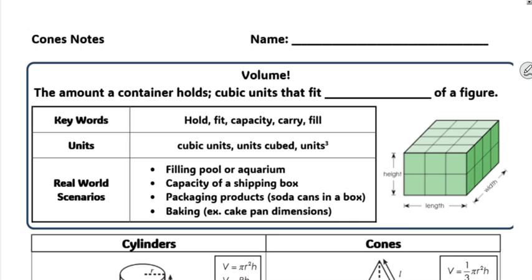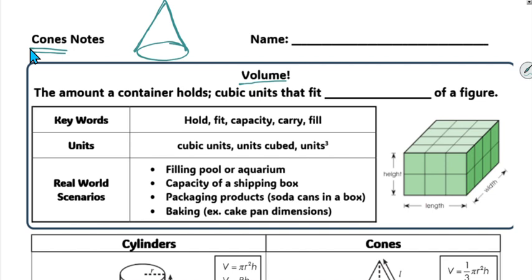We're going to be talking about cones. So you should be familiar with that shape in general, a traffic cone, an ice cream cone. A cone has a circle at the bottom and it comes to a point at the top. That is the shape we're looking at, and we're actually going to only be talking about the volume of these shapes. So volume in general is the amount a container can hold.